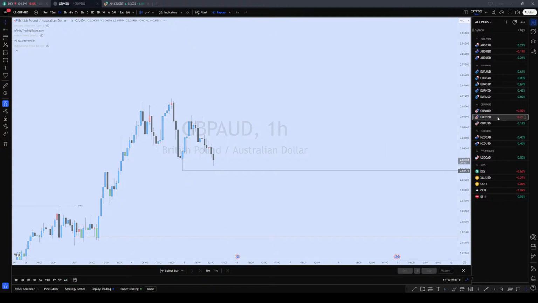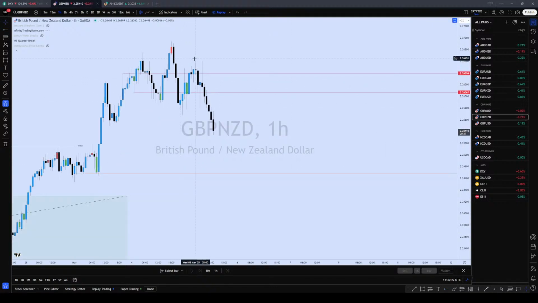And then pound New Zealand did the same thing. Previous day's high, break, pull back, sell. Easy trade. Okay. Let's go to gold.